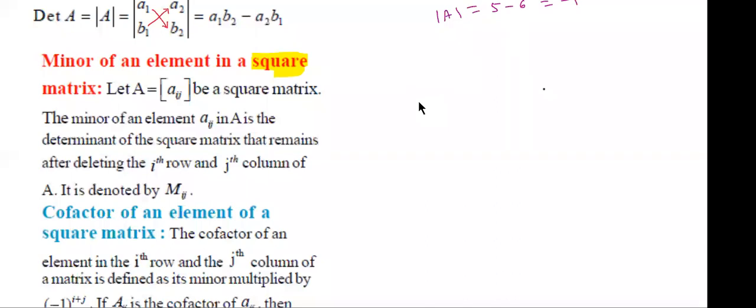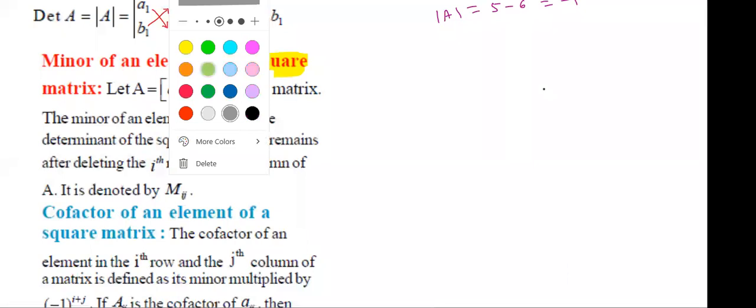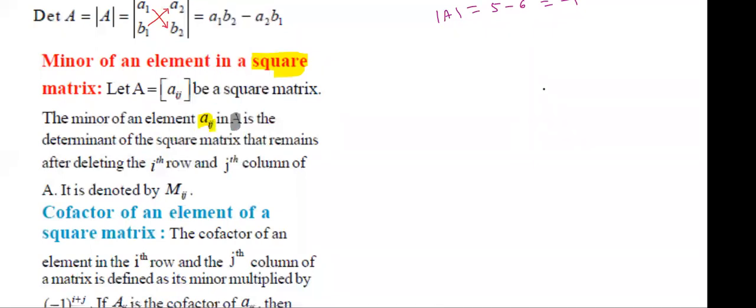Let A be a square matrix. The minor of an element aij in A is the determinant of the square matrix that remains after deleting the ith row and jth column of A. The minor of an element is denoted by Mij.